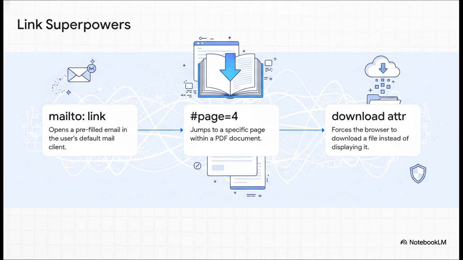A mailto link can pop open a pre-filled email. Adding #page=4 to a PDF link can jump a user directly to the exact page they need in a huge document. And the download attribute, that tells the browser to just save a file instead of trying to open it. These are simple, elegant solutions that require zero complex code.